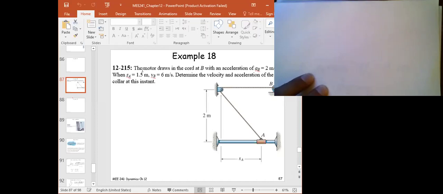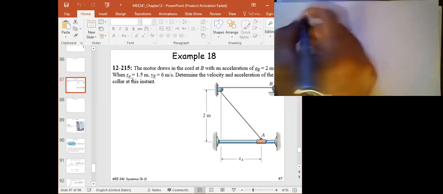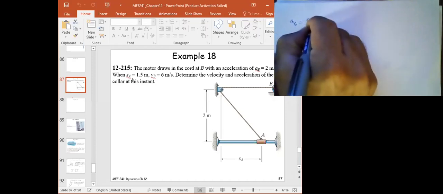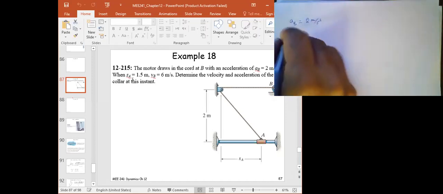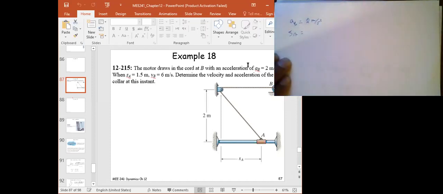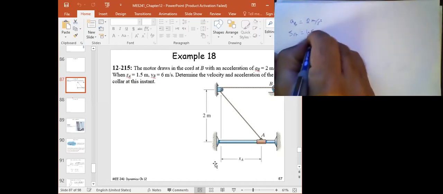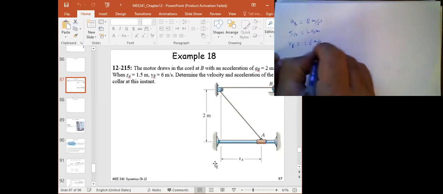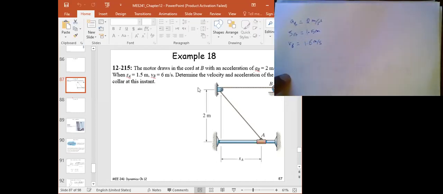Basically, we have a motor that is drawing the cable at B with an acceleration of 2 meters per second squared. So this is the acceleration of a point on the cable, equal to 2 meters per second squared. We know position SA at the bottom here is equal to 1.5 meters. And then we know VB is equal to 1.6 meters per second. We need to find the velocity and acceleration of the collar at that instant.